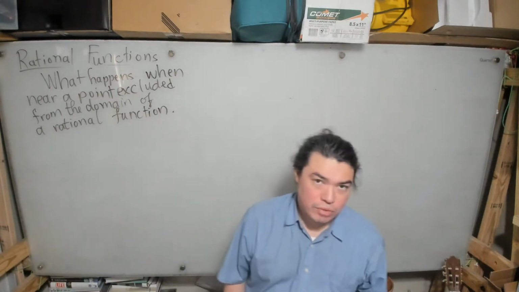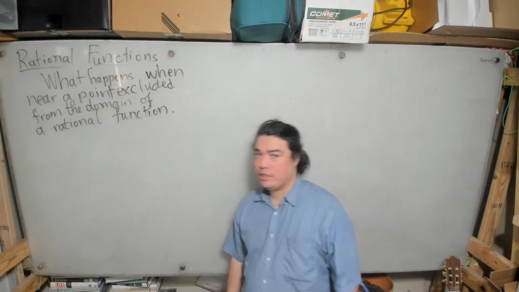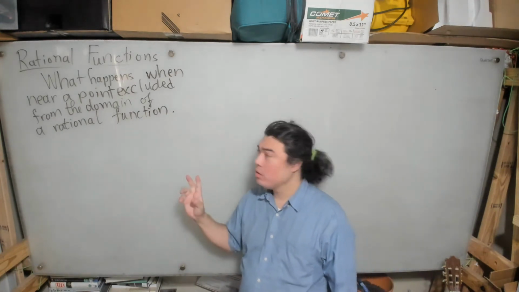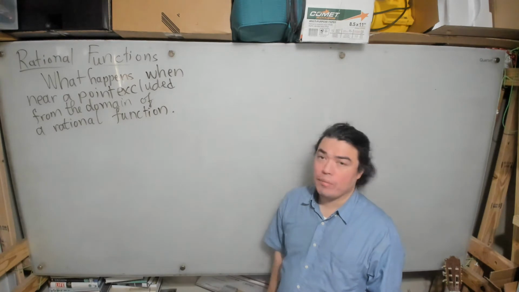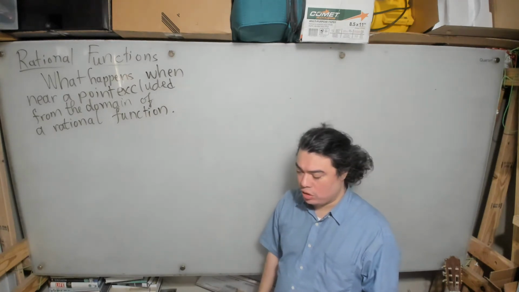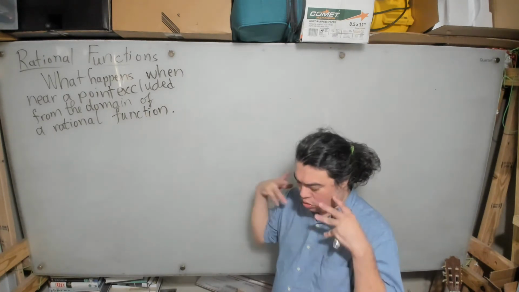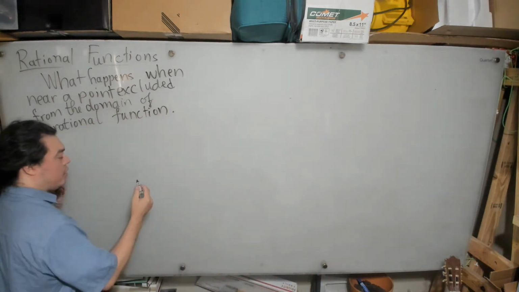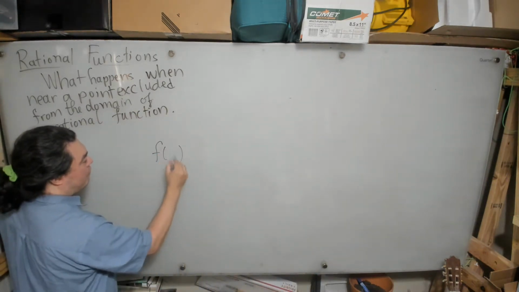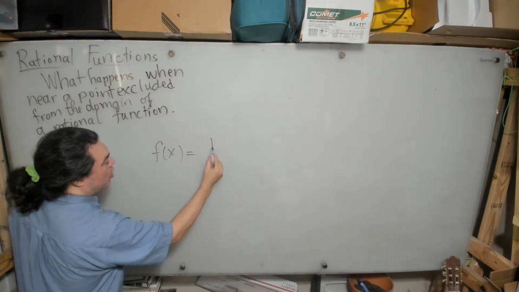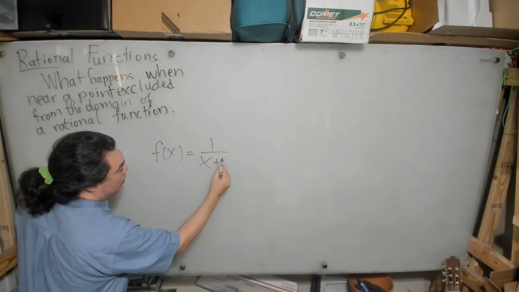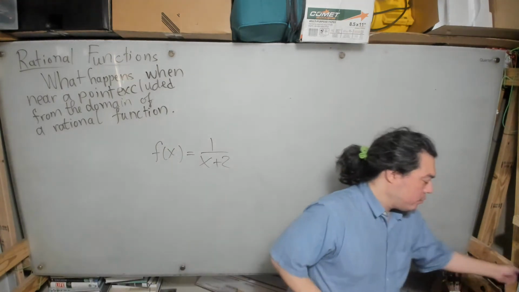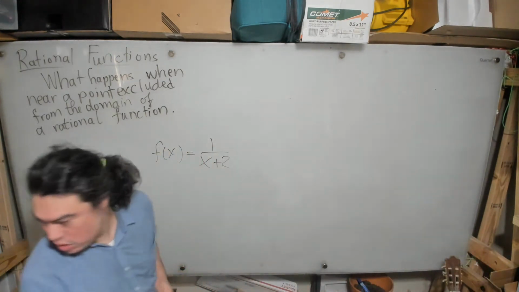So now the question must have occurred to you to ask the following thing. What happens when you're near a point excluded from the domain of a rational function? Okay, so we saw that rational functions, like let's say f of x is equal to 1 over x plus 2, right?